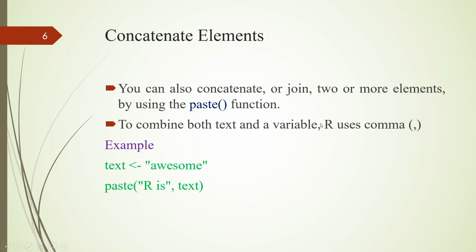Next one is the concatenating of elements. To concatenate means combining or joining two or more elements, and we have to use the paste function. To combine both text and a variable, we have to use a comma normally. So here I have given an example. Suppose I have created a variable text, and it is a character type of data. I am combining a string value and a variable value, separated with a comma. So this paste function is used to combine the elements.